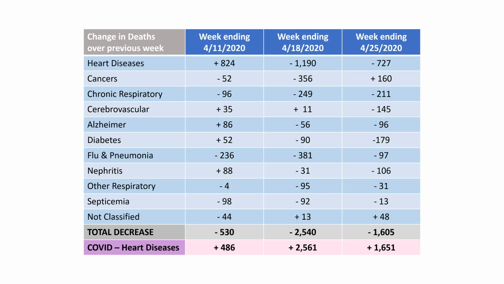So if we stay within that column of week ending April 18th, and I add up all those negative numbers, I get the numbers before the last row, in the gray cells. I get the total decrease in the number of deaths due to different causes that week compared to the previous week.